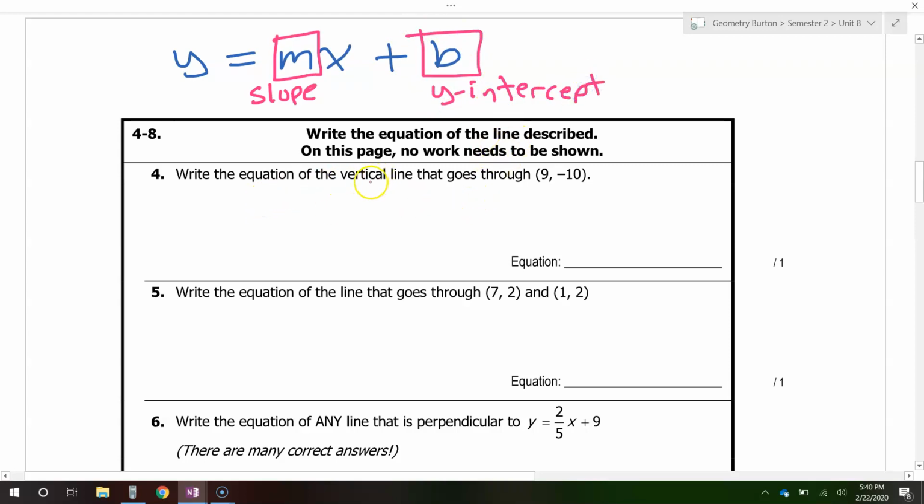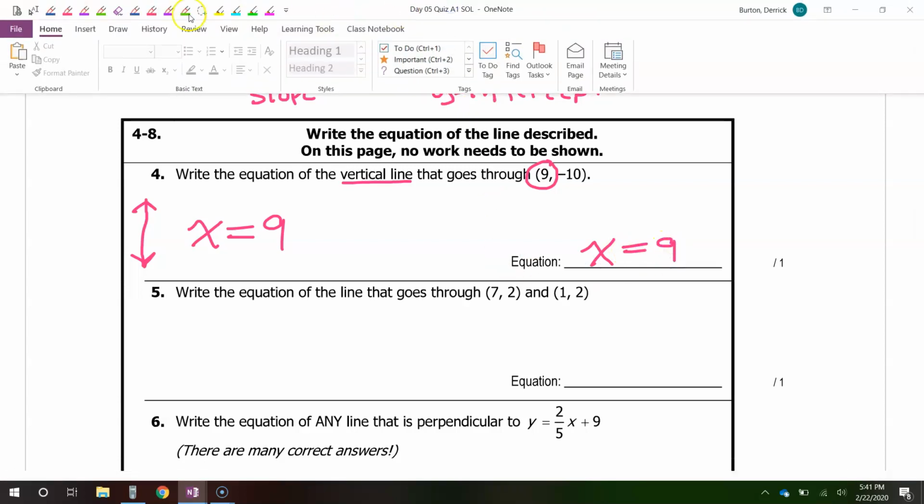Okay, so write the equation of a vertical line that goes through this point. All right, well, this is a special case. As soon as I see vertical line, write a vertical line, which looks like this, in case you don't know what the word vertical means. Vertical lines always have a simple equation of x equals a number. And since it's x, then I know it's going to be the x value. So x equals 9. I clearly am supposed to write it on the line. So that was a little extra.